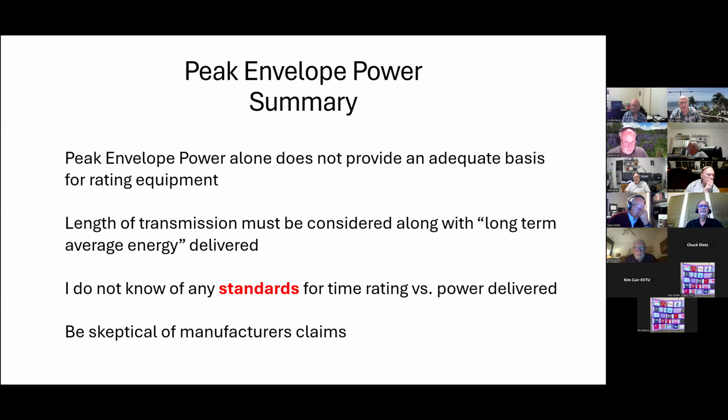So to continue my summary, peak envelope power alone does not provide an adequate basis for rating equipment. I have an MFJ tuner here that you guys can't see because I have it squirreled away. It was given to me by a guy because it failed. It would no longer work. It's one of the big 1.5 kilowatt jobs. It has a small sliding contact in it.